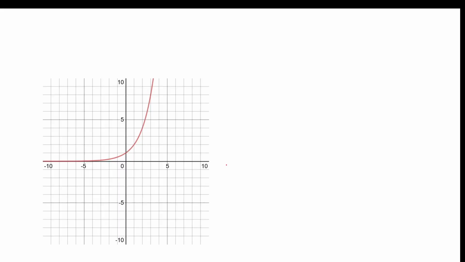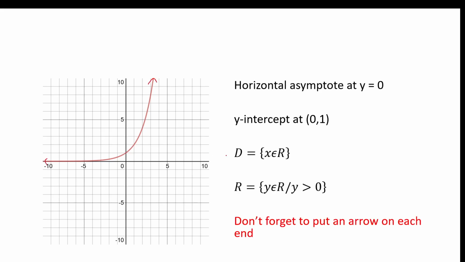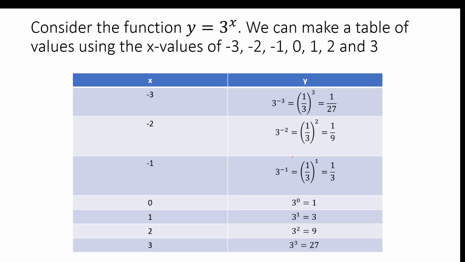Okay, now the curve will look like that. We have an arrow on each end, and we'll see that the horizontal asymptote will be at y equals 0. There will be a y-intercept right here at (0, 1). The domain will be all x an element of the reals. And the range will be any y that's an element of the reals so long as y is greater than 0. Okay, and we don't forget to put an arrow on each end.